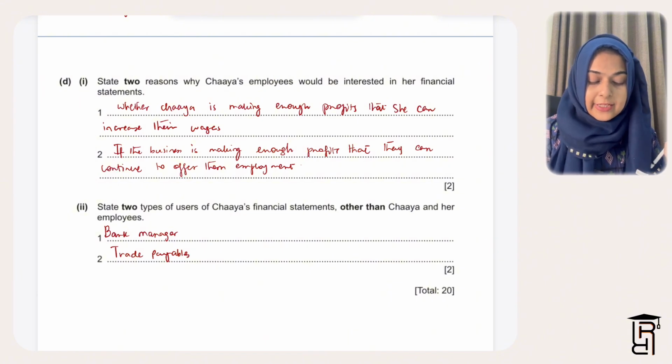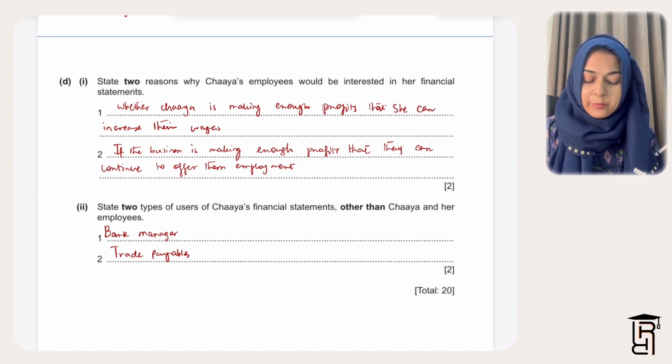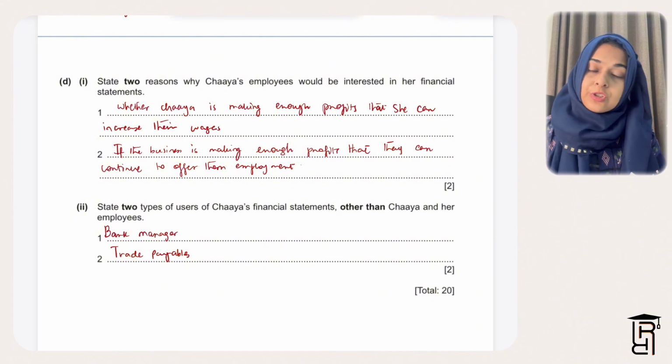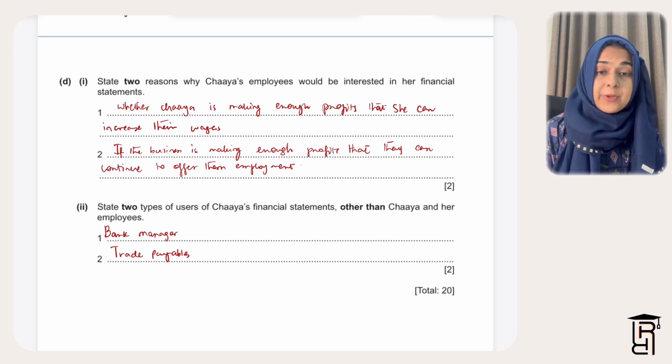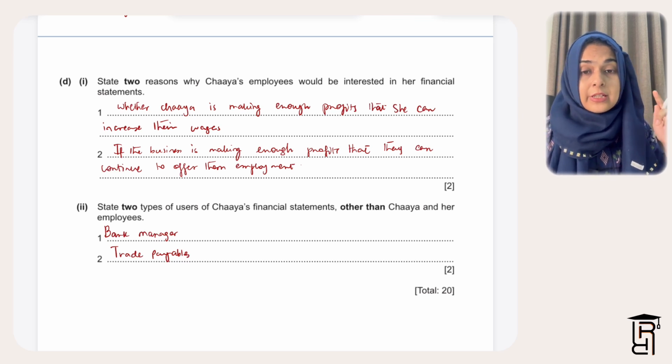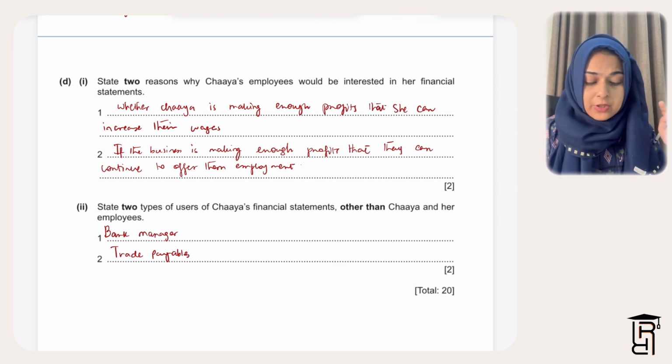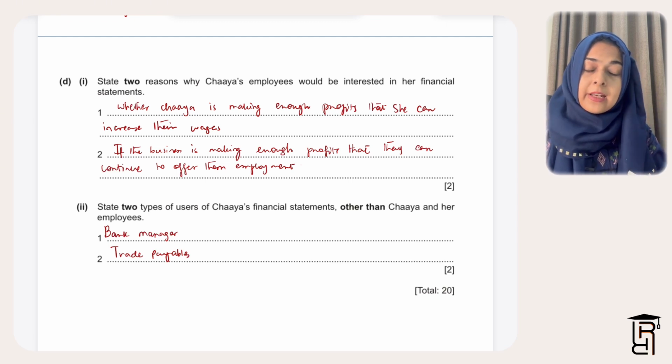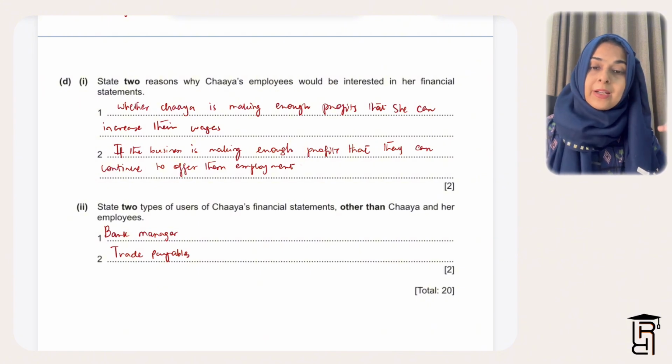The last part here: state two types of users of Chaya's financial statements other than Chaya and her employees. So there is a bank. The bank manager would be interested in her financial statements because obviously if they want to give a loan to Chaya, they would want to see if she'll be able to repay the loan and if she'll be able to pay the interest on the loan. Also, trade payables would be interested because they would want to know that if they sell goods on credit to Chaya, will she be able to pay them back on time or not?